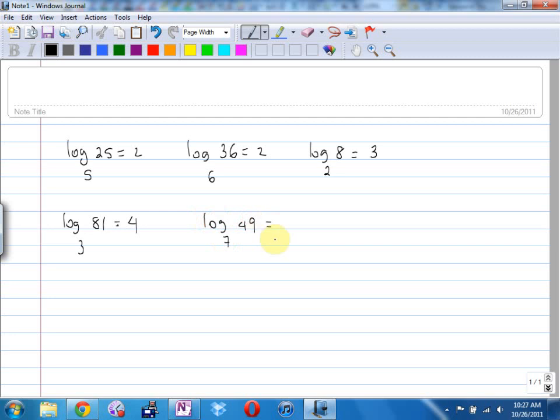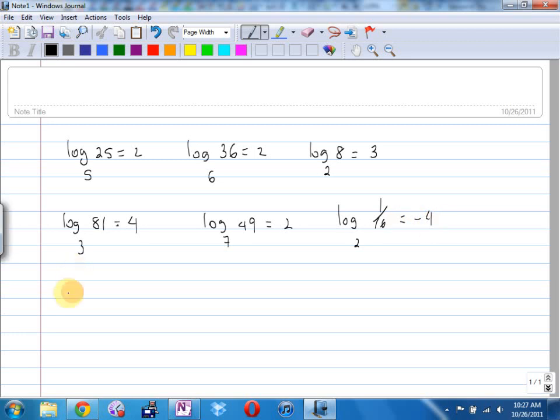Okay, so when I write this, what I'm really saying, Carly, is 7 to what power equals 49? What's the log base 2 of 1 over 16? First of all, forget the 1 over. What would the log base 2 of 16 be? What about 1 over? Oh yeah, there was that elevator thing.